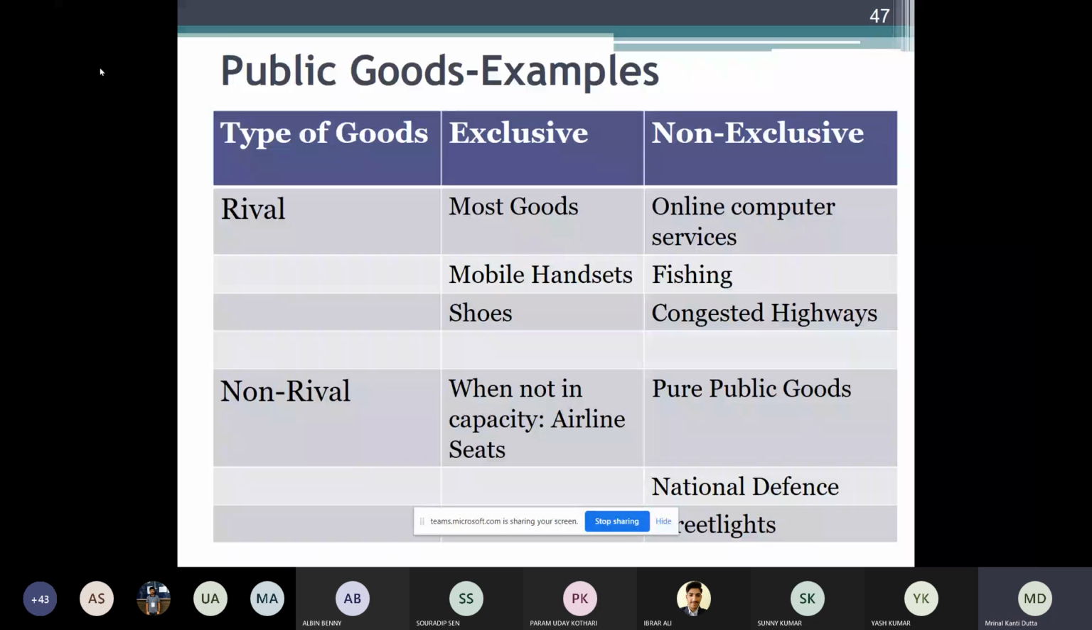The other things, for example, national defense, street lights. You can talk about lighthouse also. So these are some of the examples which you can bring in. So in the case of national defense, what happens?